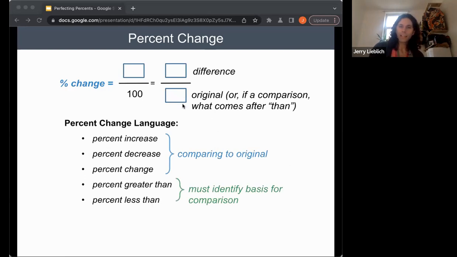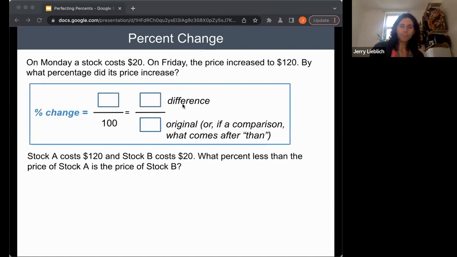So let's try this out. Two problems here. I've got the formula here for you to work with. Again, just like the other ones we did, try to see what am I looking for? What do I need?